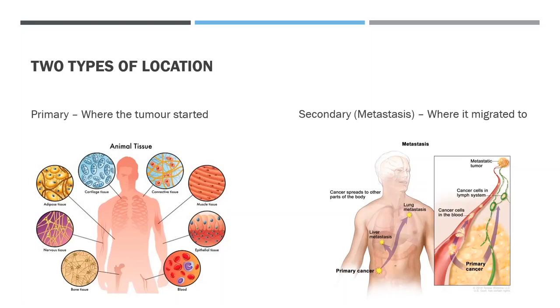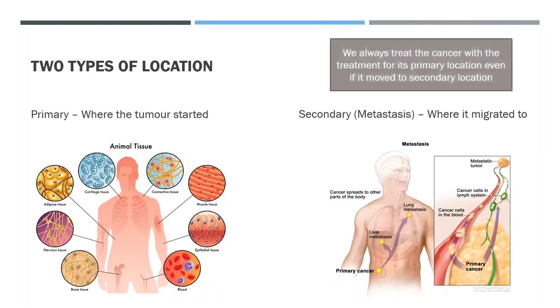In the picture below, we can see that the primary cancer is in the intestines, and it metastasized to the lung and liver, which are the secondary locations. However, one should note that the cancer in the secondary locations are still intestinal cancer cells. So, we still use the treatment for the primary cancer, which is intestine cancer, in the secondary locations as well.